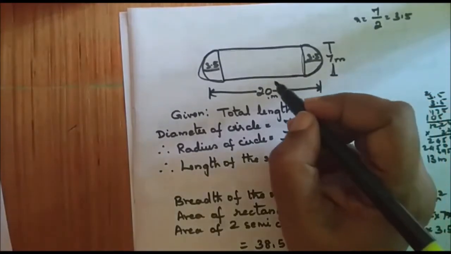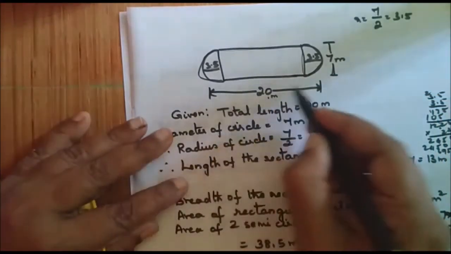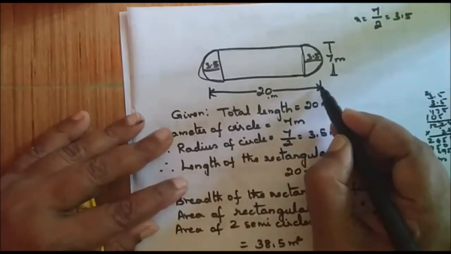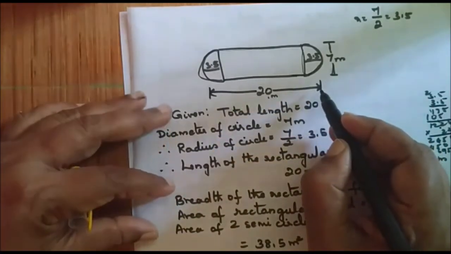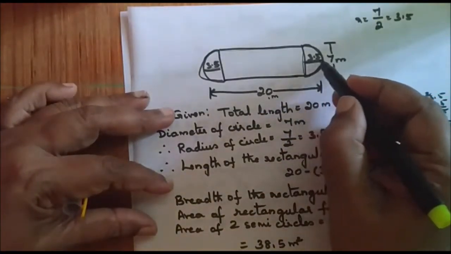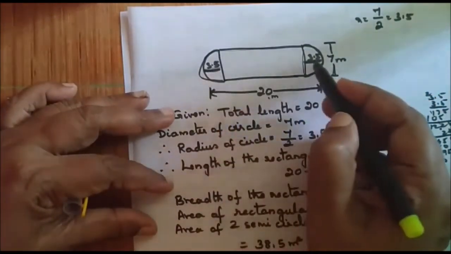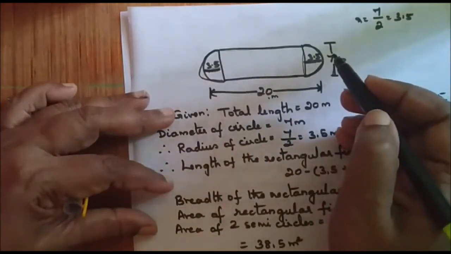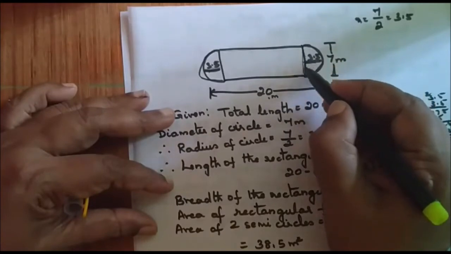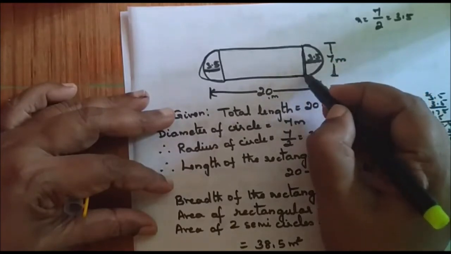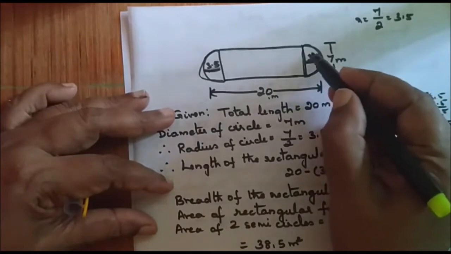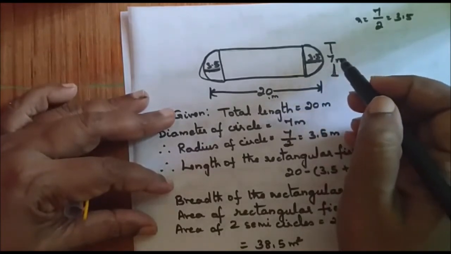See, the total length is given along with the semicircle, length of the rectangle. We know that in the case of a semicircle, the radius we have to take, the length of the radius on both the sides, which is 3.5. How did I get it? I was told that this full length is 7 meters. So even if I cut it into half, it will be 3.5. That is nothing but the radius.